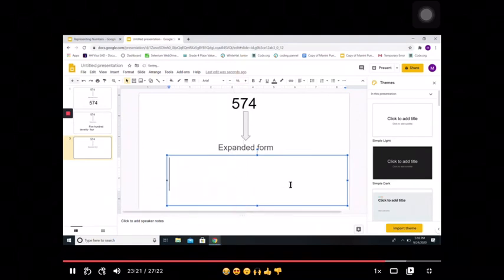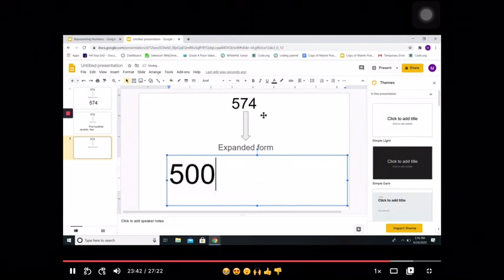Okay, so now we're going to expand the number. You guys remember, expanding is our keyword and value is our keyword. So we know that there's 2 digits after the 5. So we're going to add 2 zeros after 5. So 500. And then we add our plus sign.